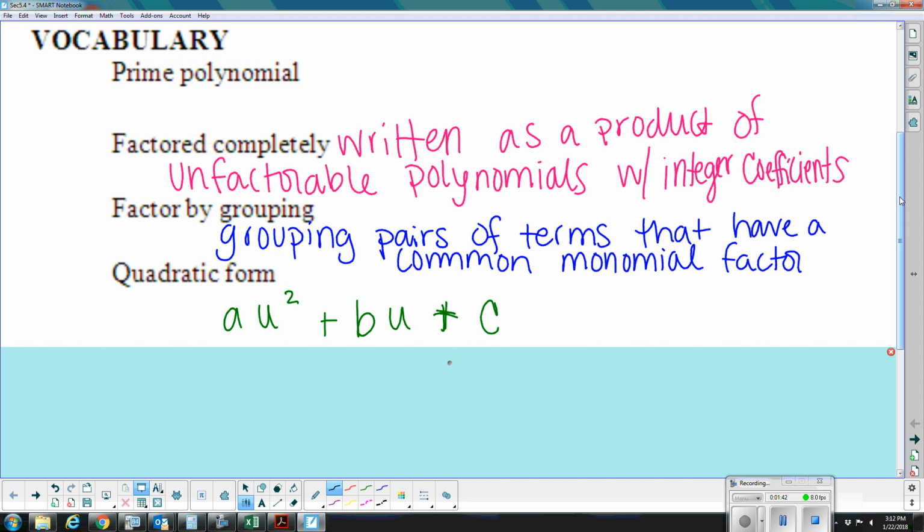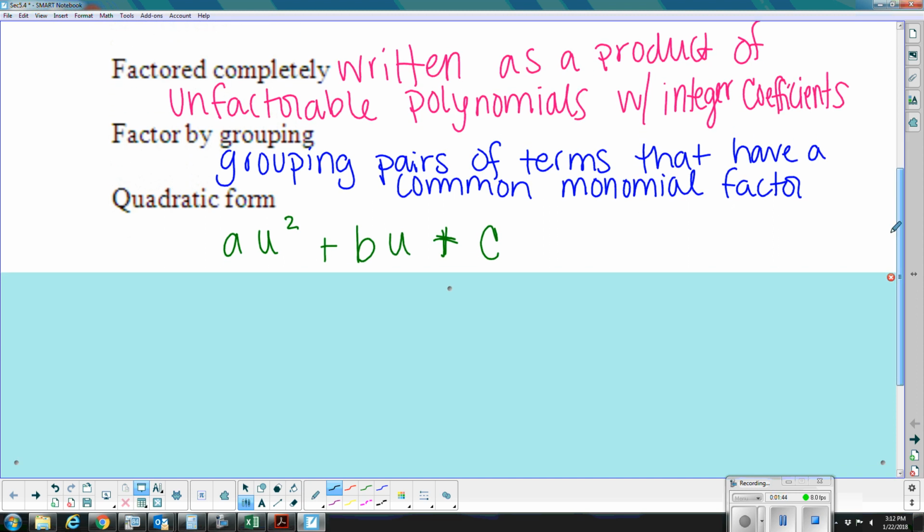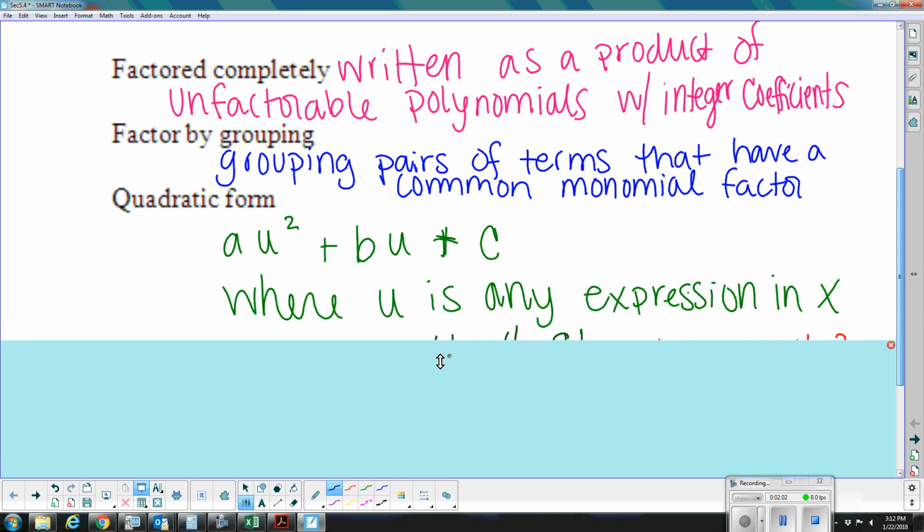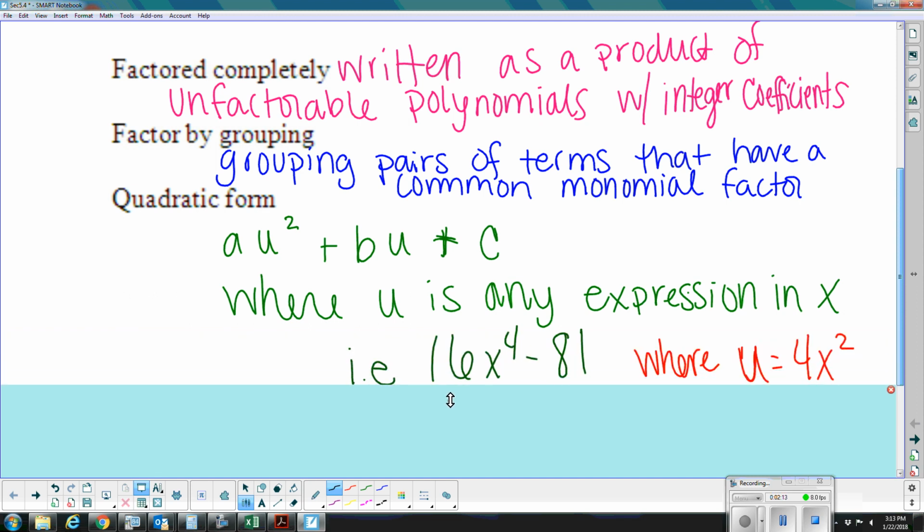And then quadratic form. So if you remember, our quadratic function in standard form was ax squared plus bx plus c. Well, quadratic form of a polynomial function is similar, but instead of that x, you have a u squared, where u is any expression in x. So it has x in the expression, but it's not just the term x.